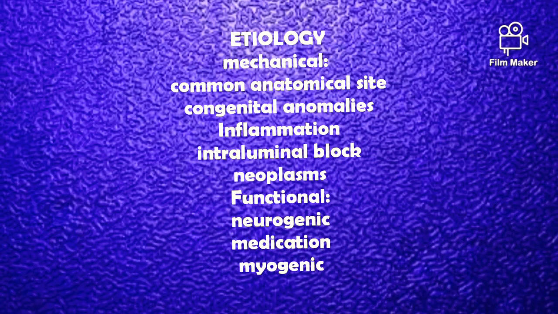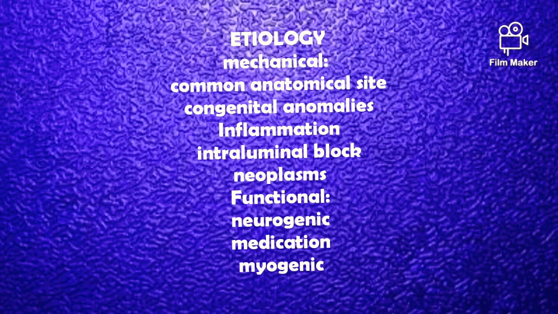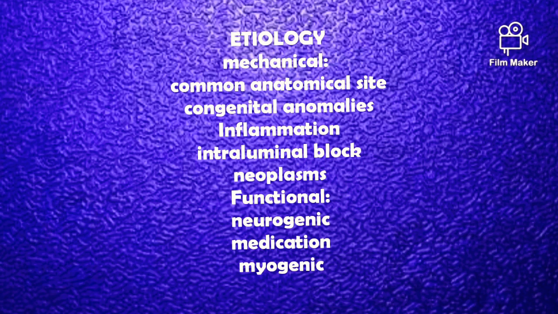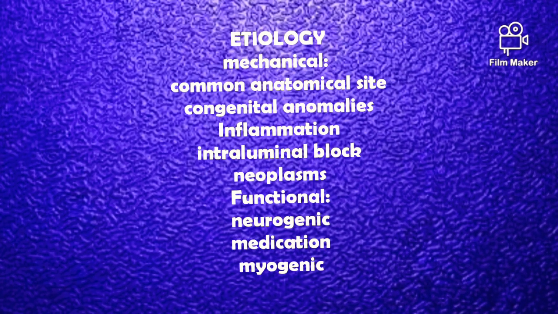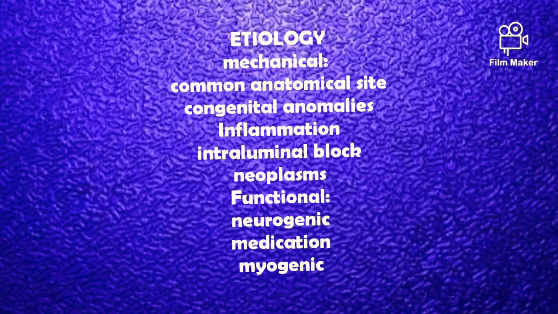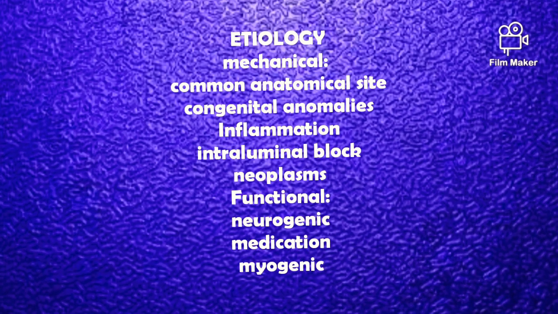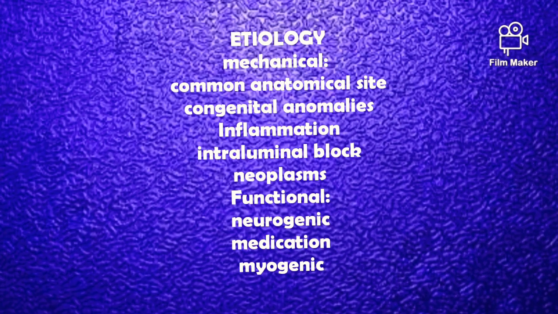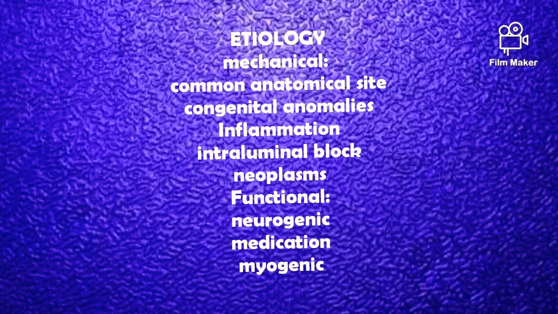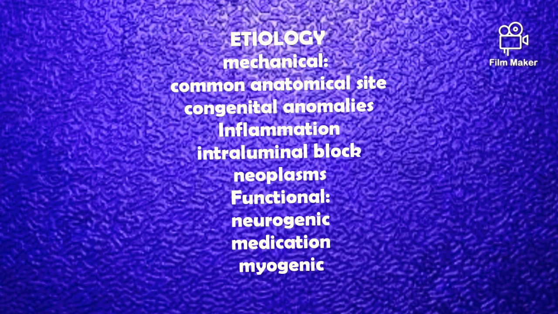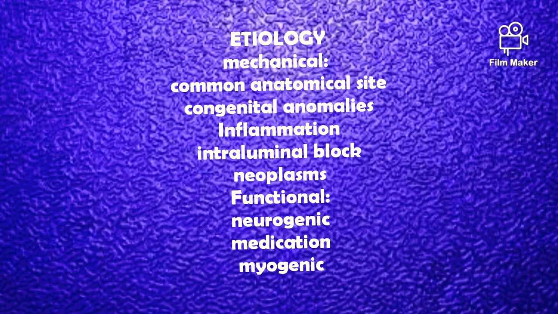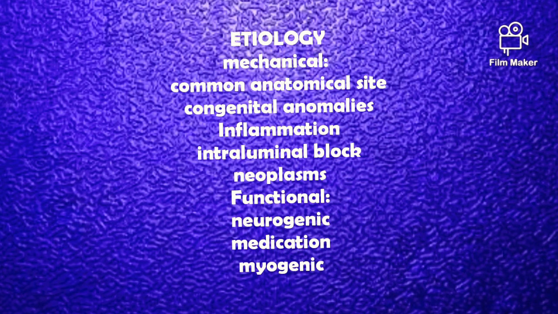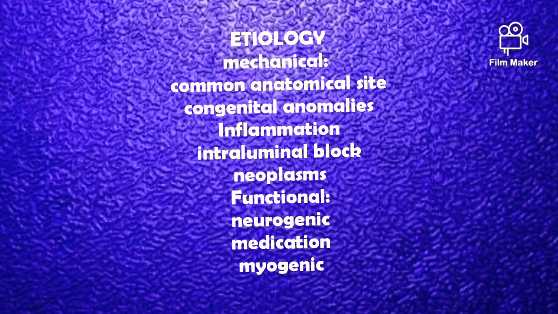Then congenital anomalies. In common anatomical sites, the crossing of the ureter at the pelvic brim and the UVJ, these sites have the tendency to be involved by kinds of intraluminal blocks. Then congenital anomalies like ureteroceles, ectopic ureters, etc. Then inflammations, post-surgical, infective or idiopathic. Then intraluminal blocks: clots, stones, papillary slough or fungal balls.